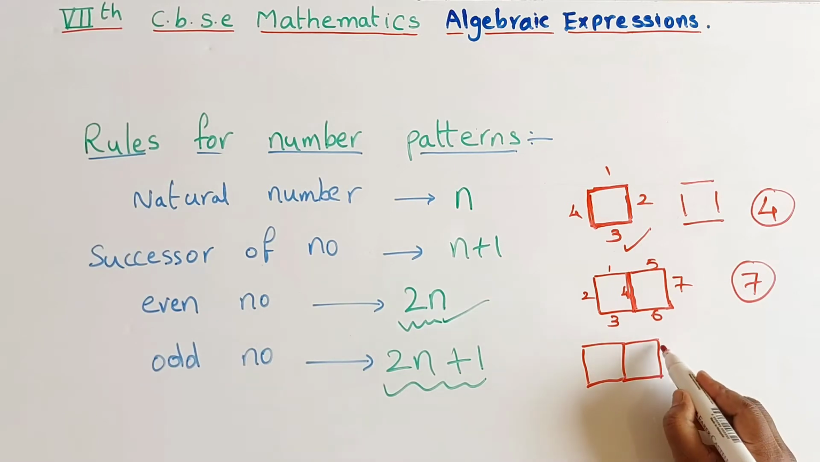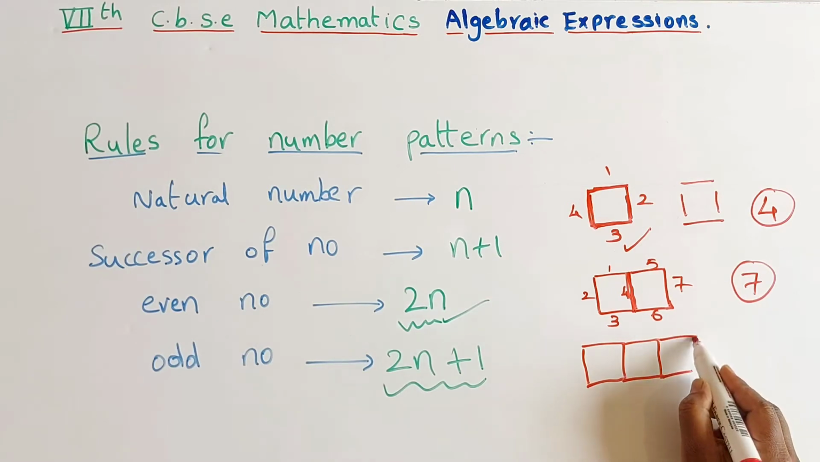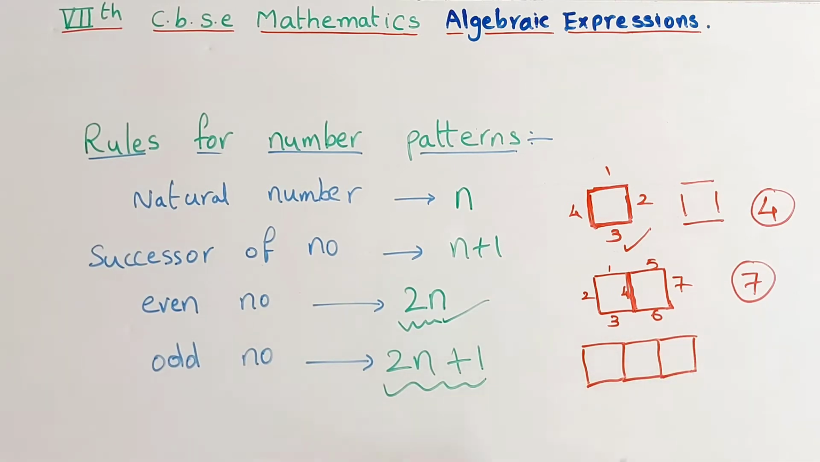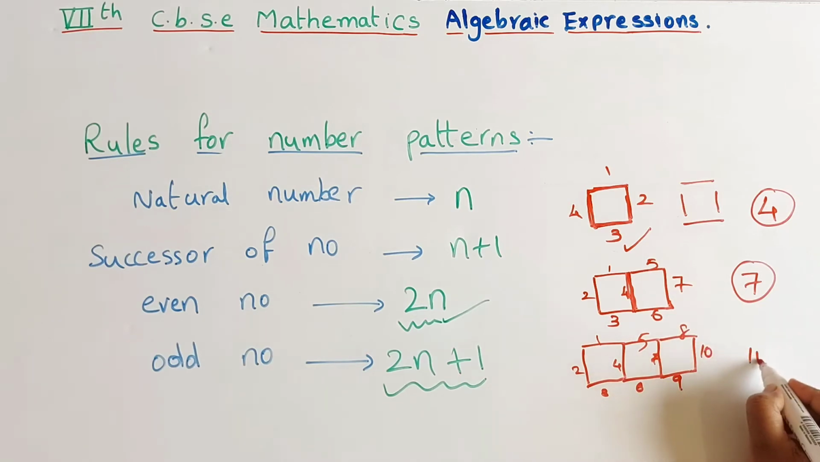this line is common. Now this line is common. How many line segments here we used? 1, 2, 3, 4 here. 5, 6, 7 here. 8, 9, 10 here. Right children? 10 line segments here I used.